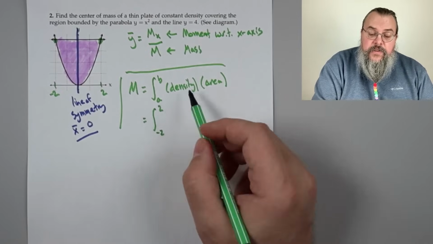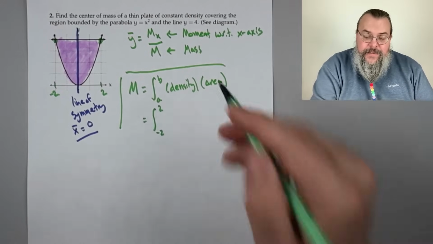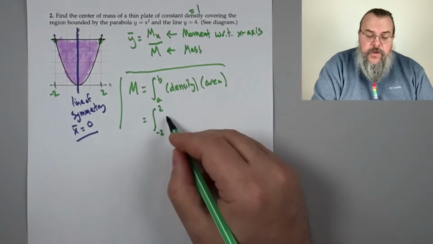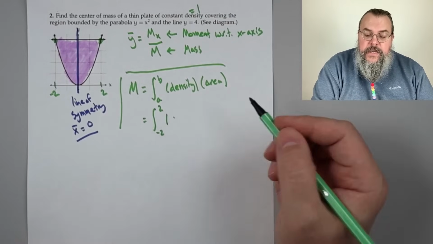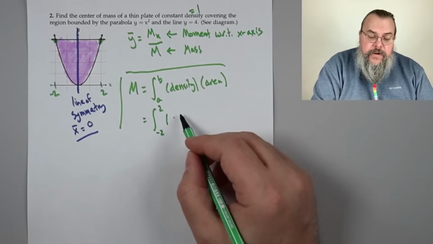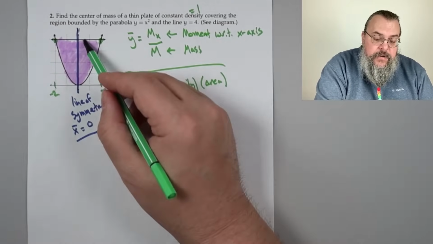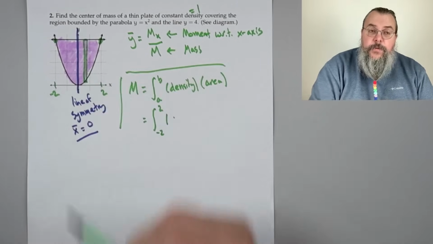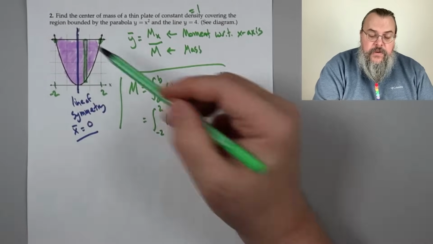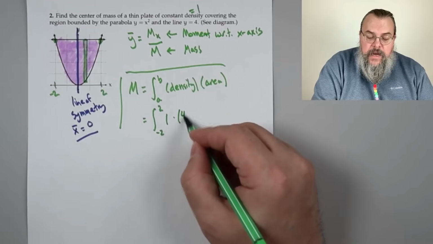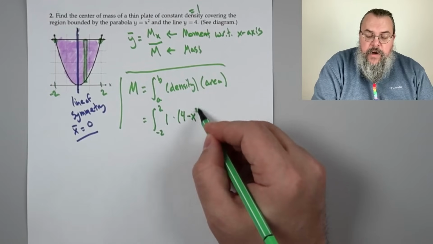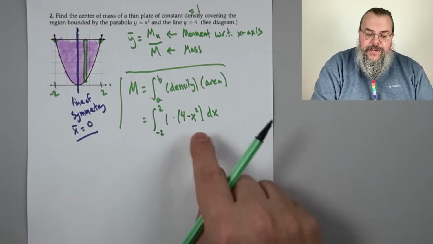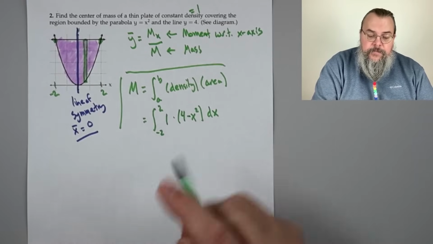Our density is constant. They didn't tell us what it is. Since it's constant, let's go ahead and assume it's 1. Cool. So then it's our area. Now, how do we find our area? Well, think about, we're chopping it into little rectangles. We're integrating with respect to x. So it's height, top minus bottom, times width. Height times width. So that's area times density.